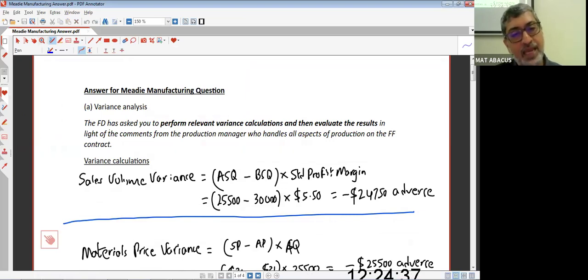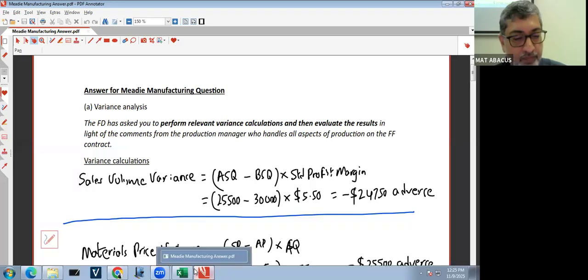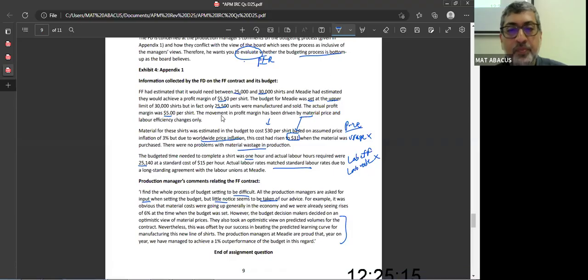The FD has asked you to perform relevant variance calculations and then evaluate the results in light of the comments from the production manager who handles all aspects of production and the FF contract. First, there's a sales volume variance, because the budgeted sales volume was 30,000, at the upper limit, but we only sold 25,500. The original profit margin is 550.